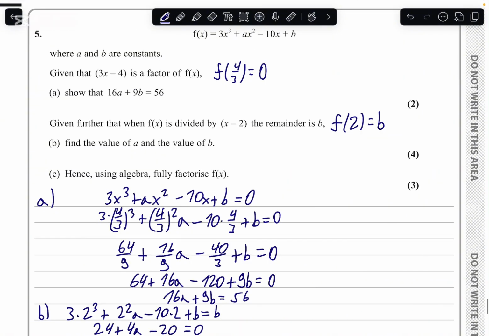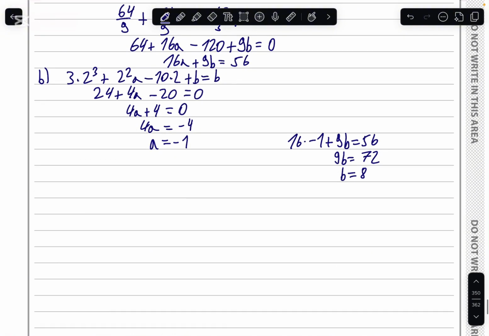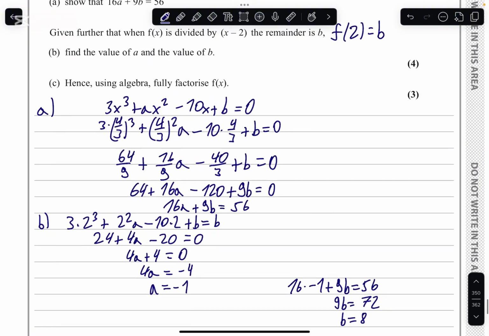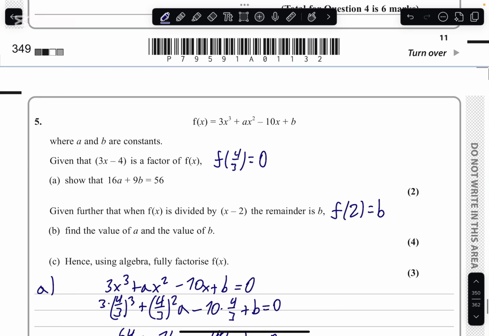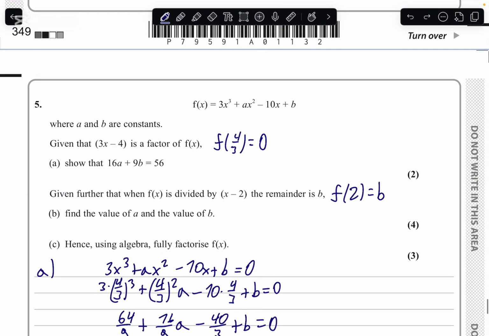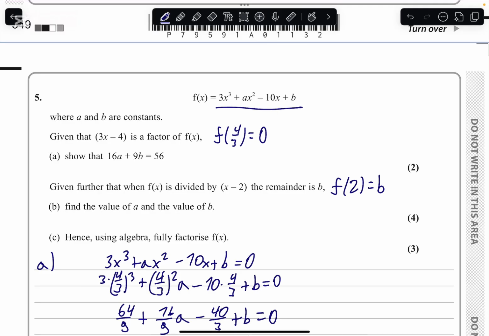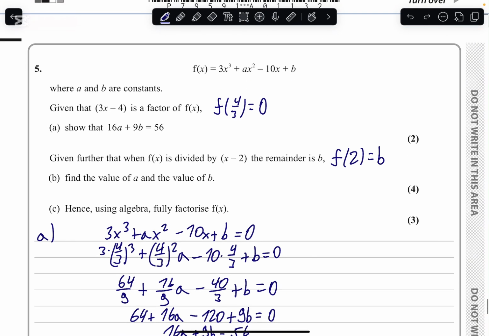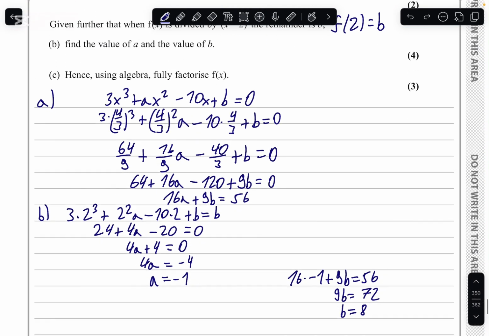In part C, it says, hence using algebra, fully factorize f of x. Well, we already know that one factor is 3x minus 4. So we will just do long division to find that. But first, we will finally write the full equation correctly, putting in the value that we found for a and the value that we found for b.